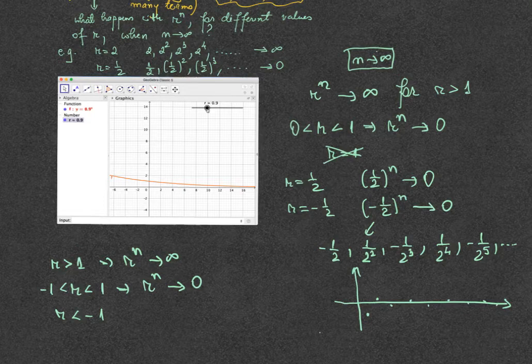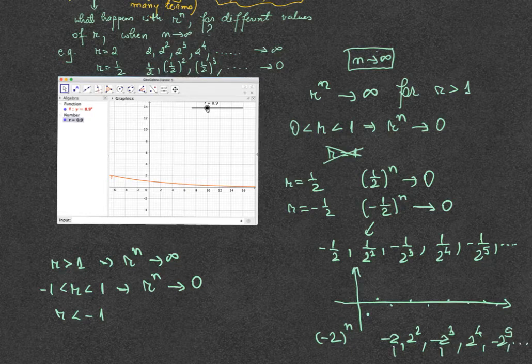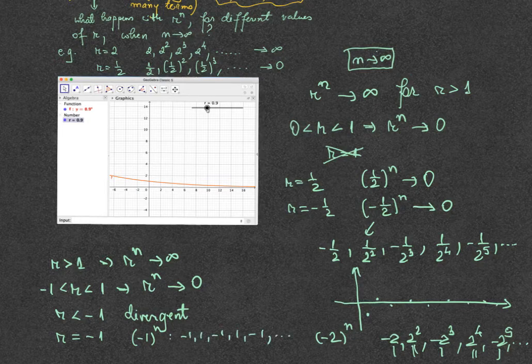Now think what happens if r is smaller than negative 1. Like, for example, negative 2 to the power of n is going to be negative 2, 2 squared, negative 2 cubed, plus 2 to the power of 4, negative 2 to the power of 5, and so on. So it will approach either plus infinity or minus infinity. It depends if the terms are odd or even. So this sequence also is divergent. Same, not a nice case, is when r is negative 1, because your sequence is negative 1 to the power of n. So it's negative 1, 1, negative 1, 1. So it doesn't stabilize, it alternates.